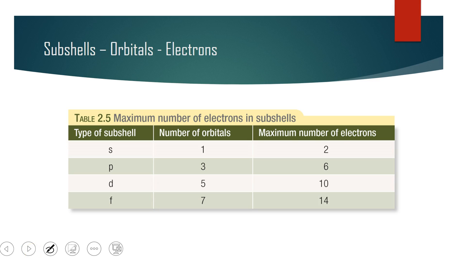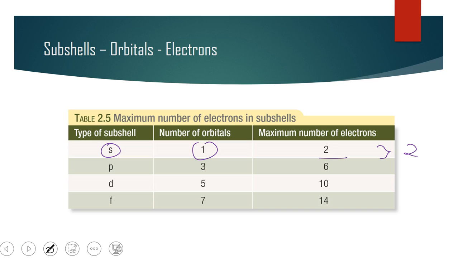So let's look at the details of it. The type of subshell, s, can have one orbital, which is an s orbital, and hold a maximum of 2 electrons. Because the first shell only has an s subshell, it will only hold 2 electrons. So you'll remember our electron configuration of 2.